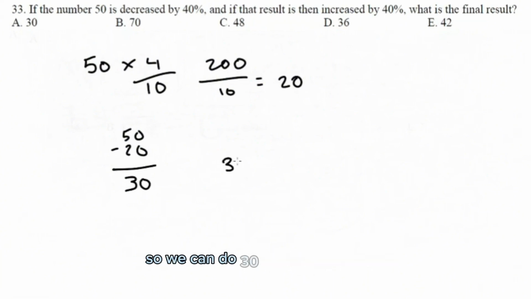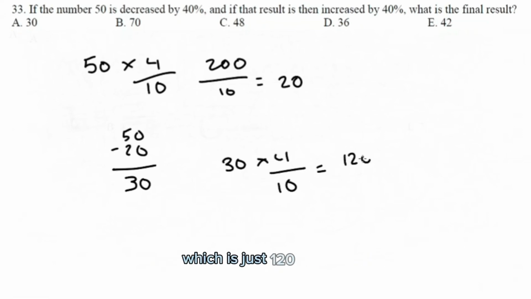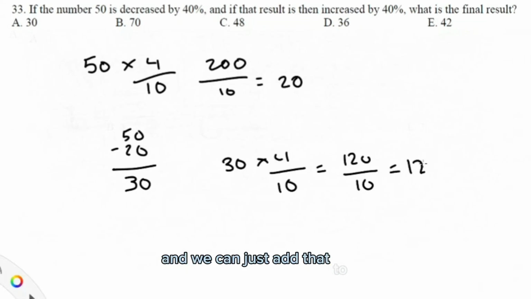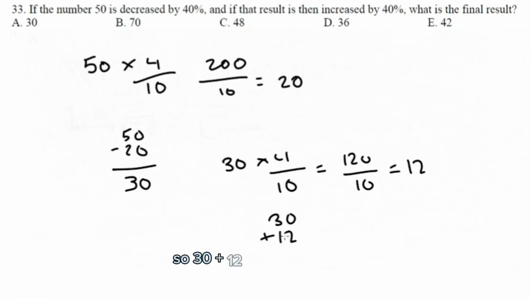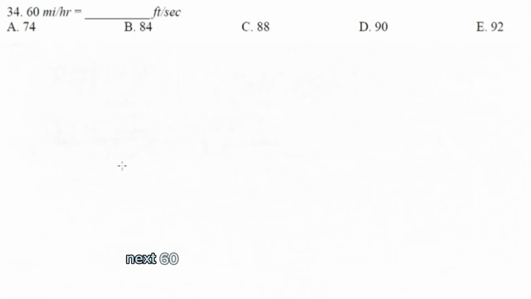So we can do 30 times 4 over 10, which is just 120 over 10, which is 12. And we can just add that to 30. So 30 plus 12. That gets you 42, and that's your answer. Next, 60 miles per hour equals how much feet per second?